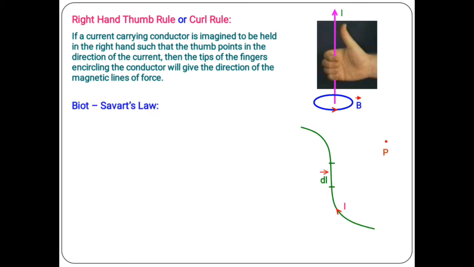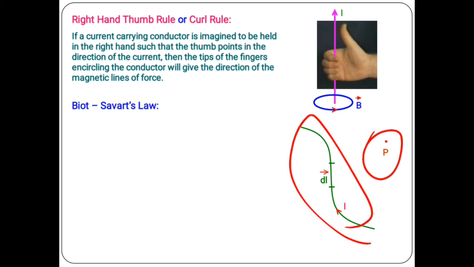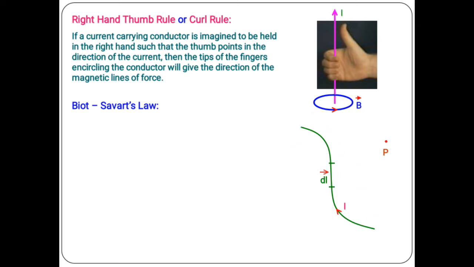Next, Biot-Savart's law. This law is used to find the magnetic field at a point due to a current carrying conductor. The current passing through the conductor is I, and a small element of length dl is considered. Due to this small element, we are going to find the magnetic field at point P. The distance of the point from dl is r, taken as the position vector r, and theta is the angle between the position vector r and the current element dl. Usually the magnetic field is denoted by B.